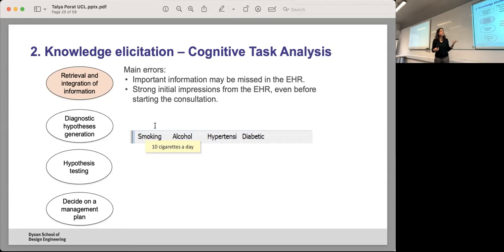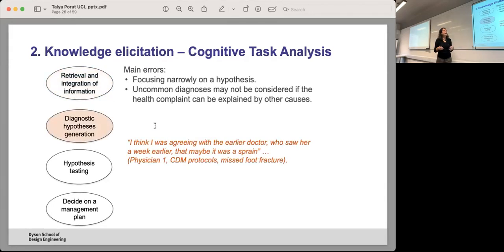For hypothesis generation, the main errors could be focusing narrowly on a hypothesis, like, okay, this is COVID probably, and just asking questions about COVID, or this is the flu, and uncommon diagnoses may not be considered, right? If the health complaint can be explained by other causes.